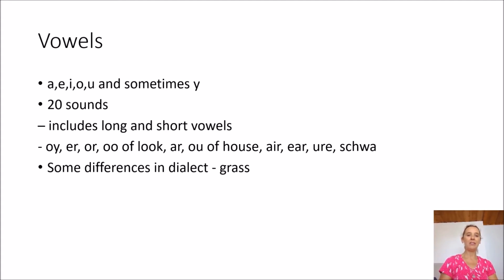There are 20 vowel sounds, so this includes the long and short vowels, A, E, I, O, U being the short vowels and A, E, I, O, U being the long sounds, and then we've got the other 10 vowels, which is oi, oo of look, ow, ear, and the schwa sound. That isn't used in everybody's dialect. It really is quite different.